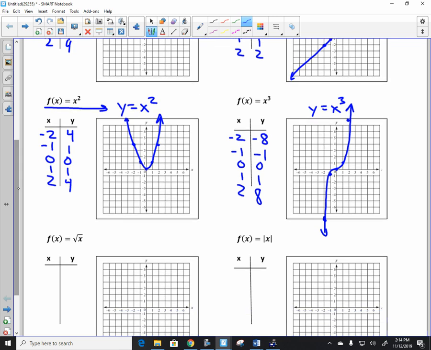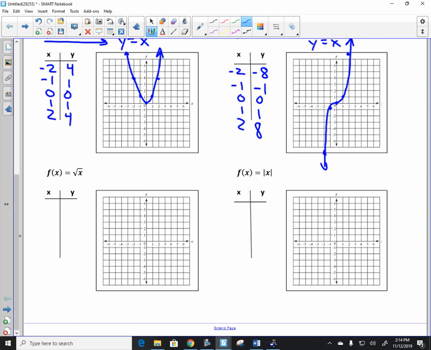X cubed makes that shape. JGL described it as the squiggly thing. Okay. Well, it's called a cubic. Quadratic, cubic. Next one is the square root function.